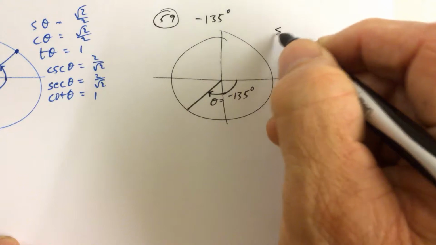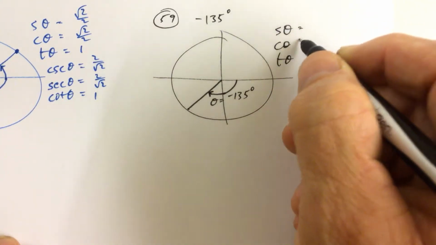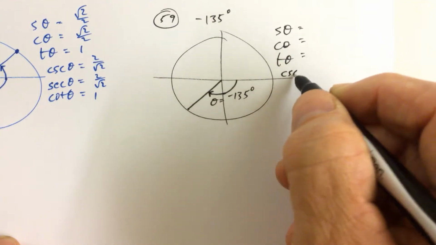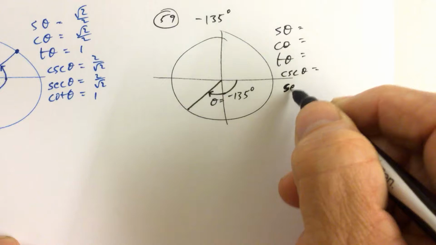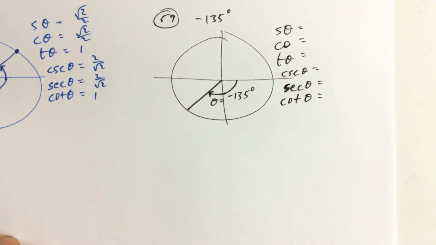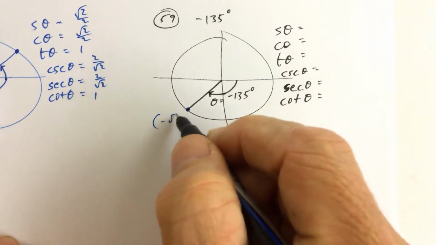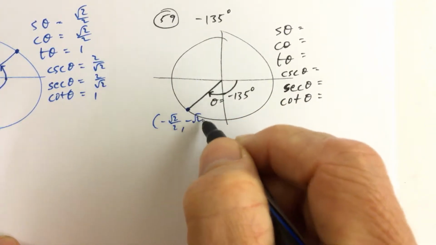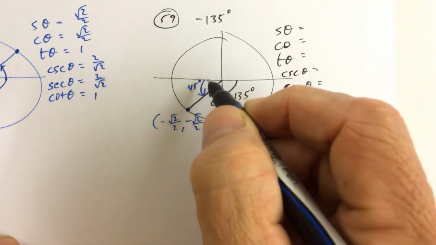So we're finding the sine of theta, cosine theta, tangent theta, as well as the other three: cosecant, secant, and cotangent. So we know that this is the one where you have negative radical 2 over 2, comma, negative radical 2 over 2. That's the 45 degree angle from there. So there's your reference angle for you.